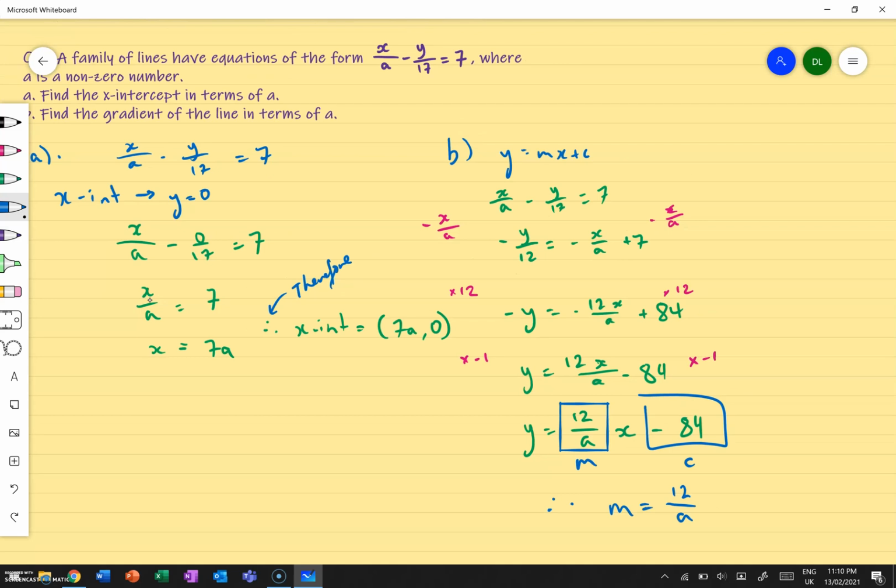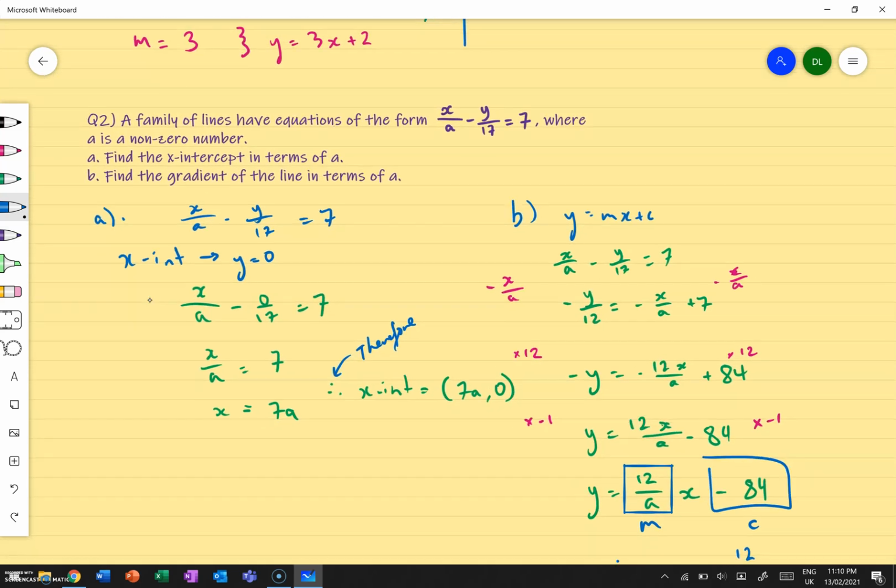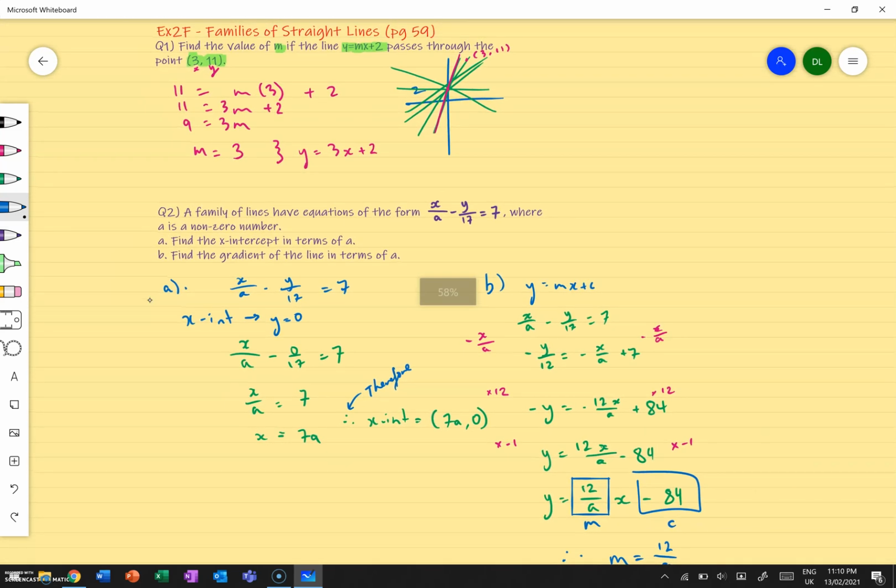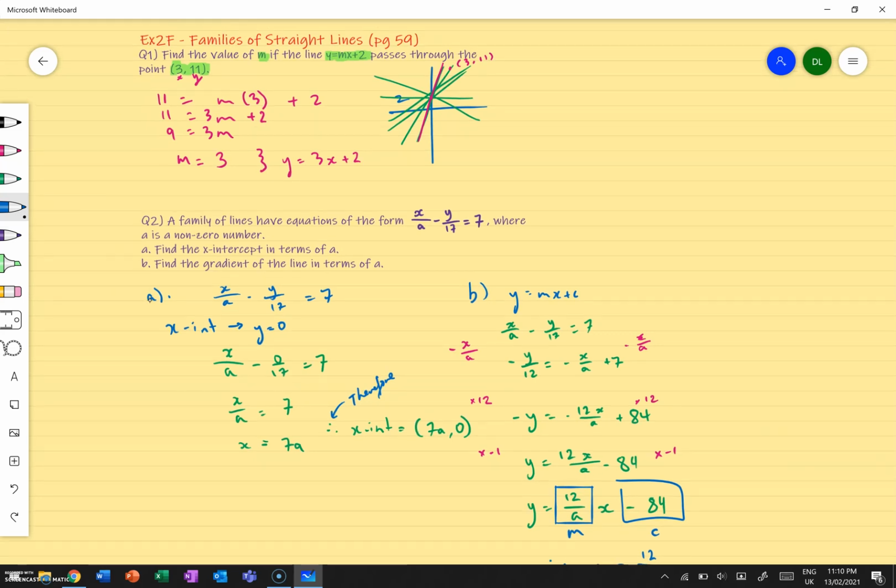Hopefully that makes a bit of sense. A lot of this exercise is just practicing what we already know. When we come back to school, we'll go ahead and do these questions. Best of luck.